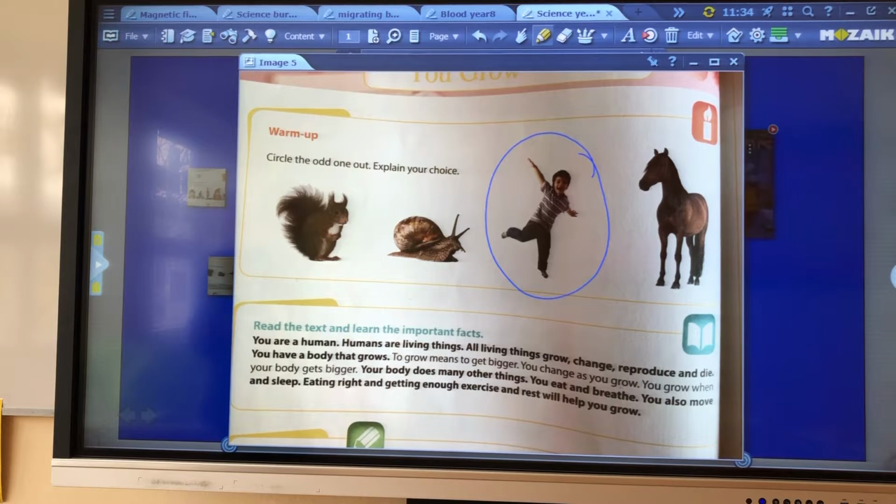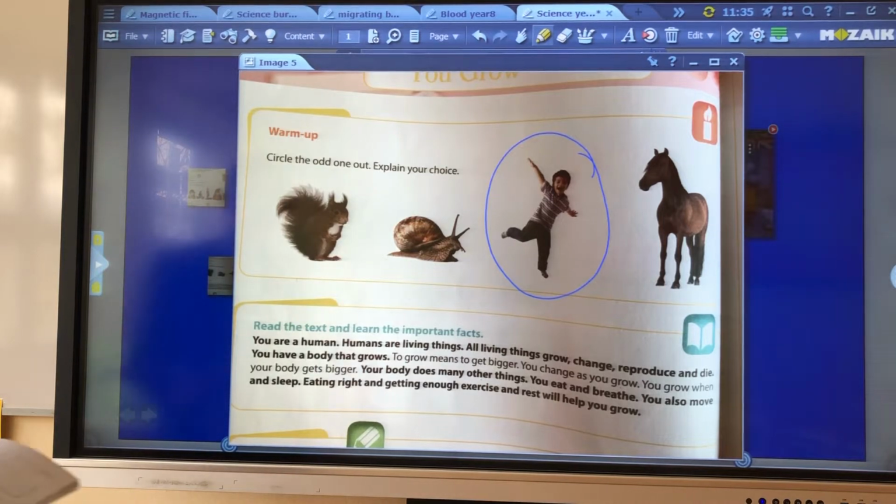Your body does many other things. You eat and breathe. You also move and sleep. Eating right and getting enough exercise and rest will help you grow.